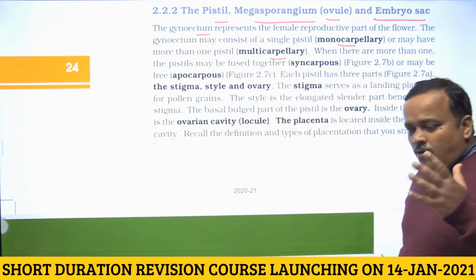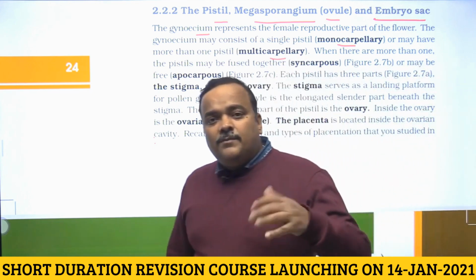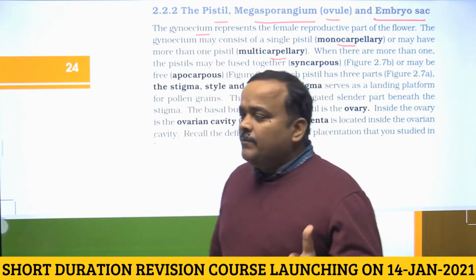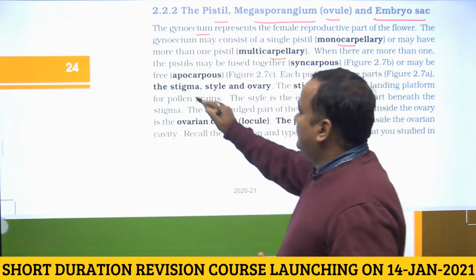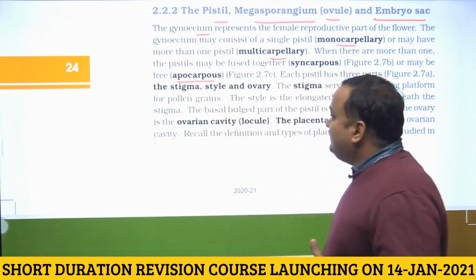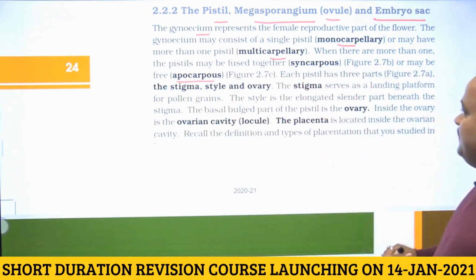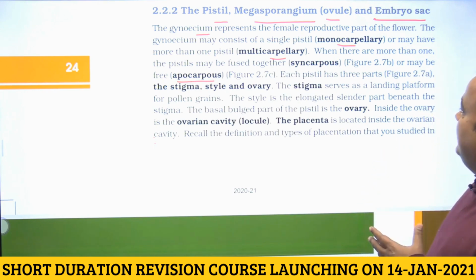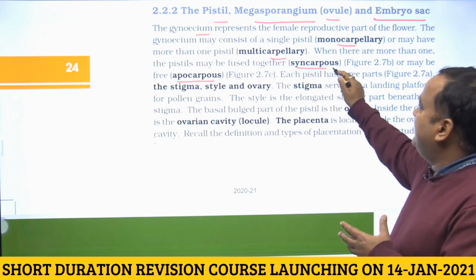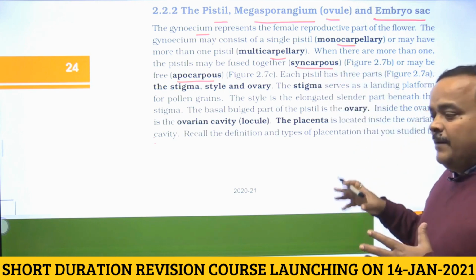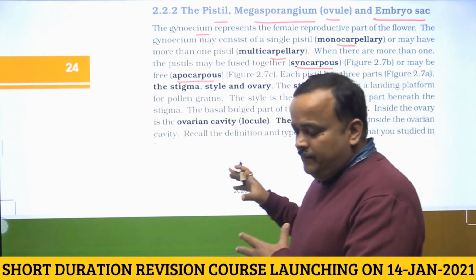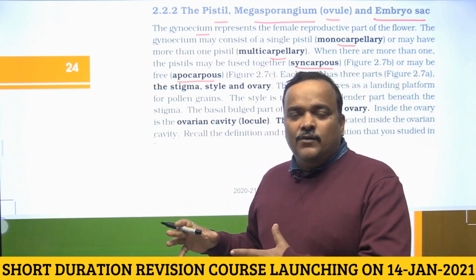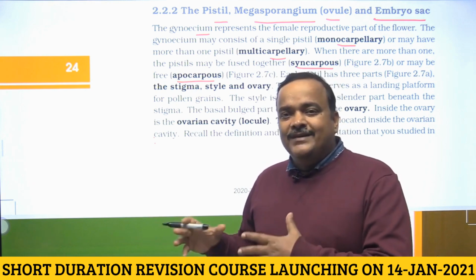Now when the number of carpels is more than 1, that is 2, 3, 4, these carpels can be free, which is referred to as apocarpous, as in the case of Michelia, or they can be fused, which is referred to as syncarpous, as in the case of Papaver. Apart from this, if you remember from morphology, there are two examples: lotus and rose are apocarpous, and mustard and tomato are syncarpous.